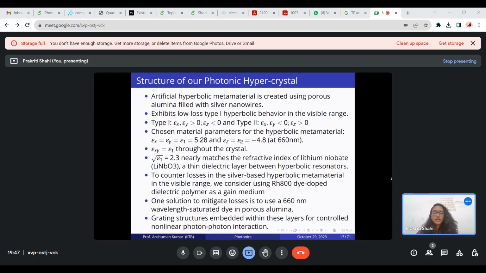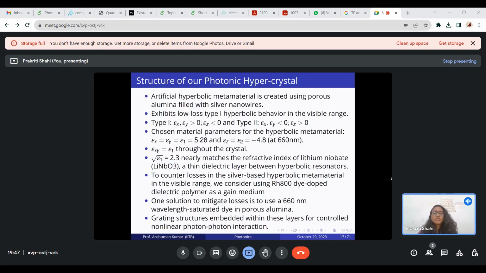Now, in our material, we've chosen these particular material parameters. That is, our epsilon x is equal to our epsilon y, which is equal to epsilon 1, which is 5.28, and our epsilon z equals epsilon 2, which is negative, which is minus 4.8. And these dielectric constants are at 660 nanometer wavelength.